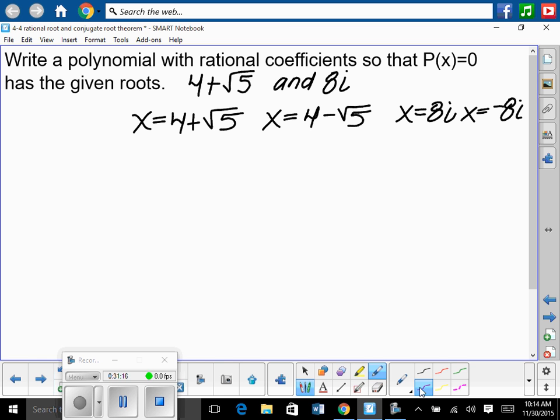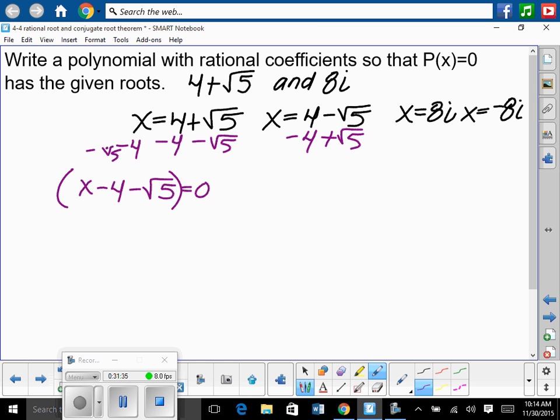Can we just grab them and float them over? No, you subtract 4, also subtract the square root of 5. So we would have x minus 4 minus the square root of 5 is equal to 0. We're going to be multiplying out some hideous things here. Then x minus 4 plus the square root of 5 is equal to 0. And we'll have x minus 8i and x plus 8i. And then we'll multiply all those things together.